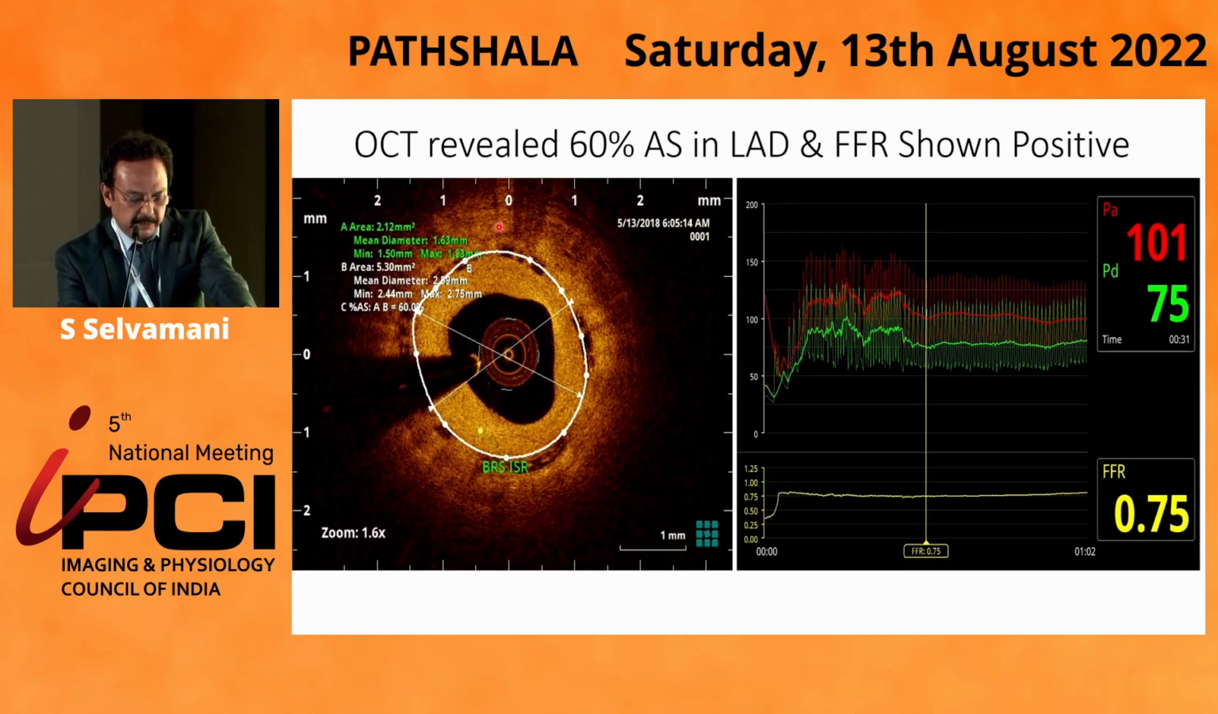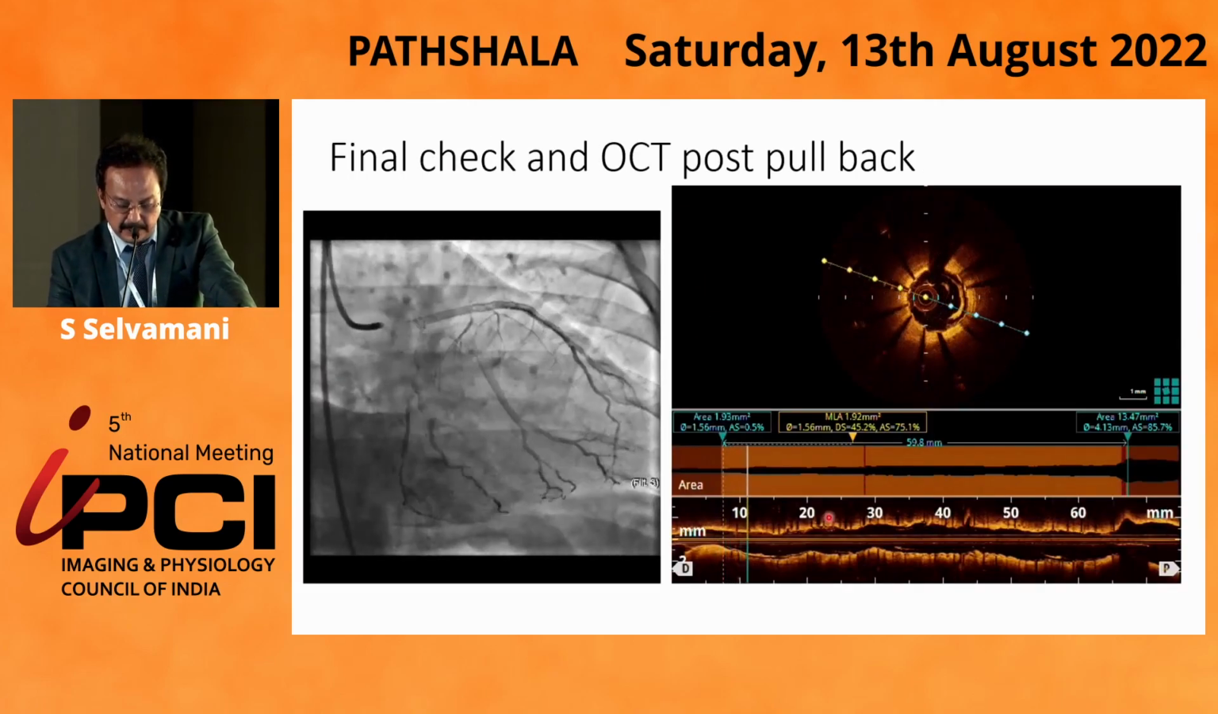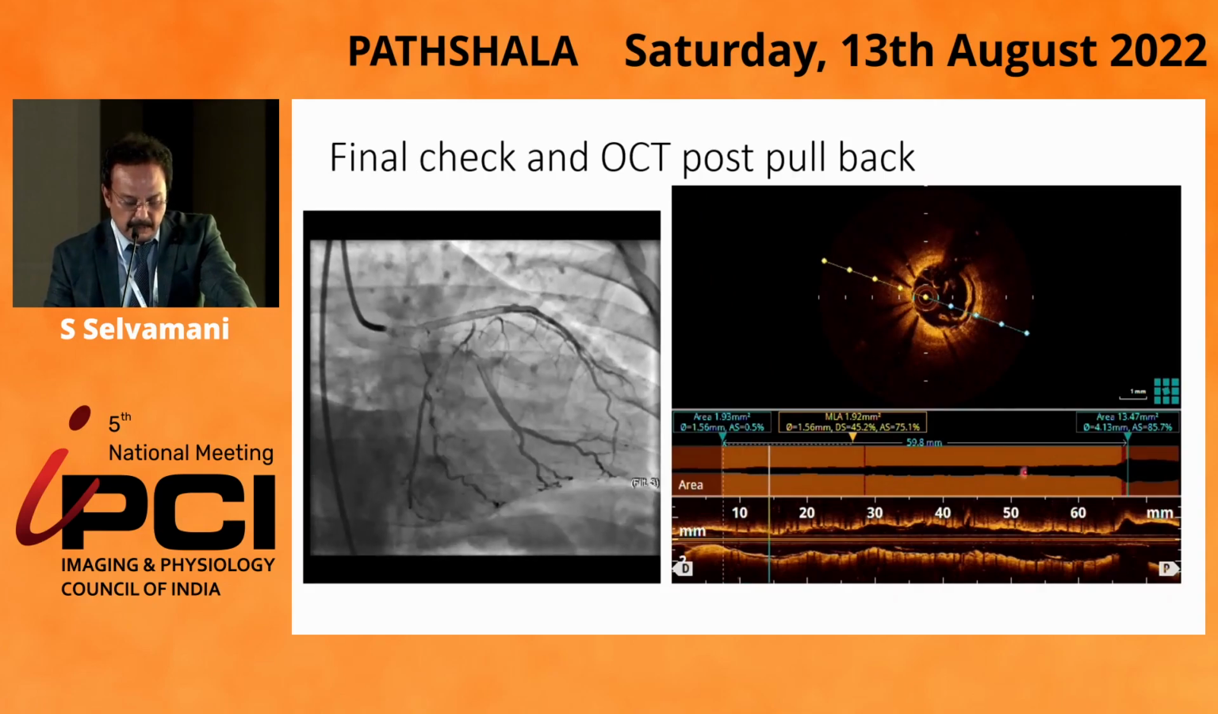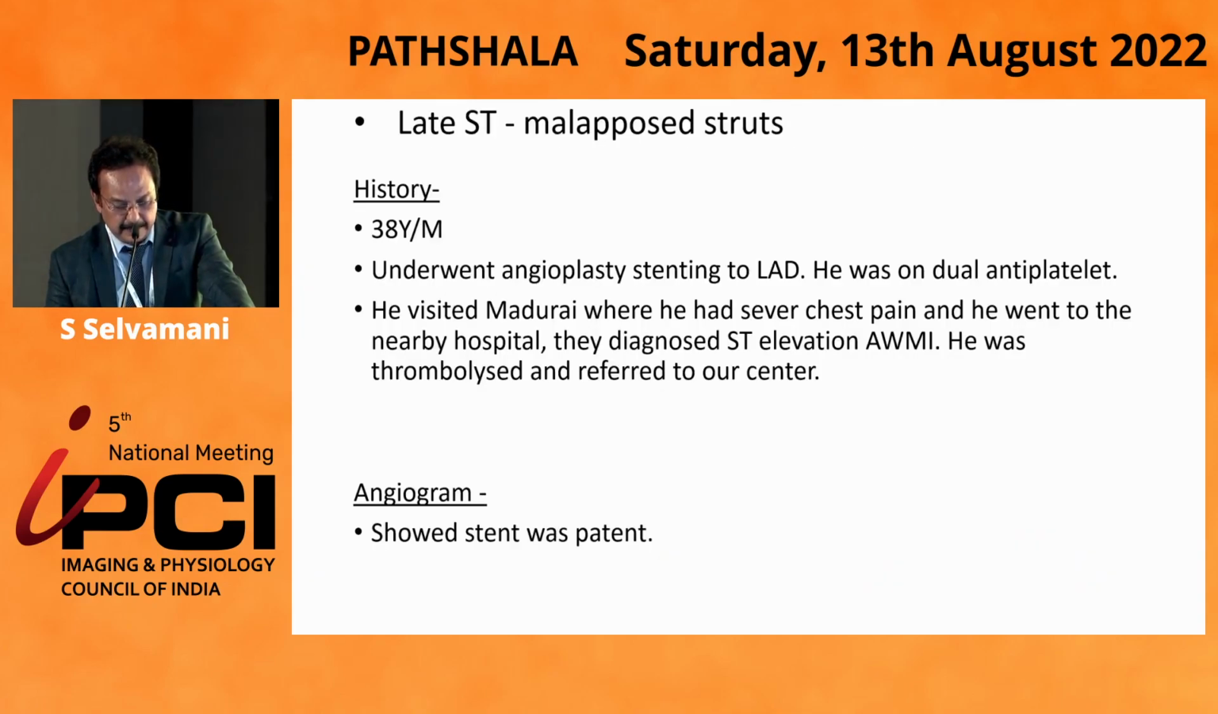When you look at the neoatherosclerosis here, it is a homogeneous type of atherosclerosis that you see predominantly after a BVS implantation. Unlike our DES, where most of the time it's heterogeneous, here you see it's homogeneous. And of course, we had a doubt, so we did an FFR, and FFR was positive. So this patient was stented with a long drug-eluting stent with a good result, with excellent position and area there.